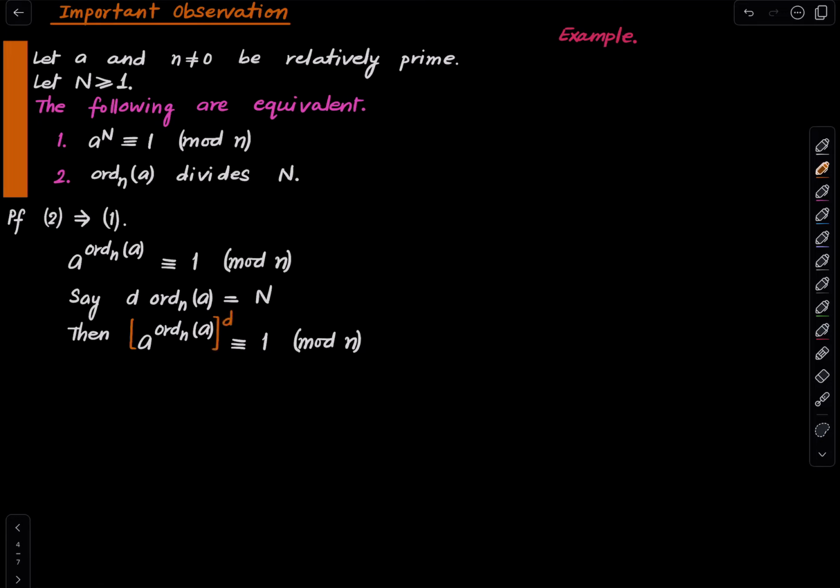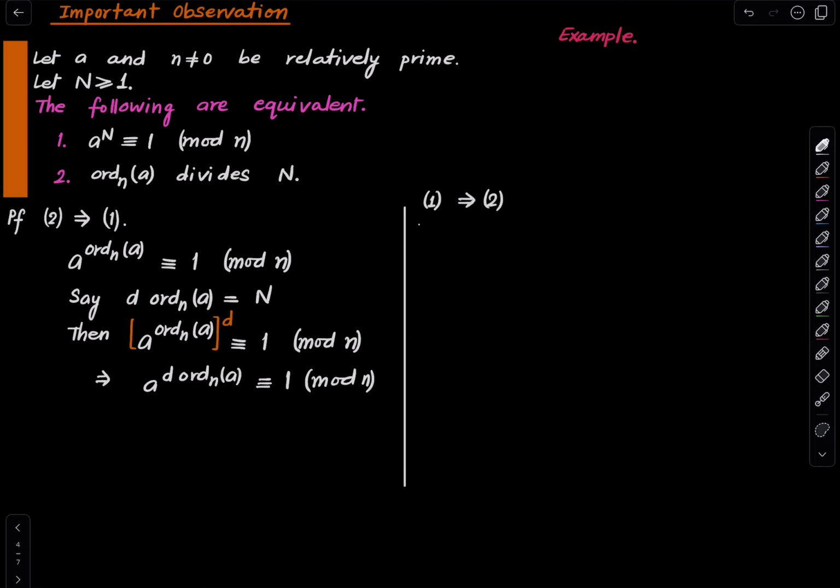On the right side nothing changes. On the right side you will have 1 to the power d, but that will be 1, and this implies a to the power d times the order of a is congruent to 1 mod n, but this is capital N. Right, so 2 implies 1 is trivial. Let's do 1 implies 2.